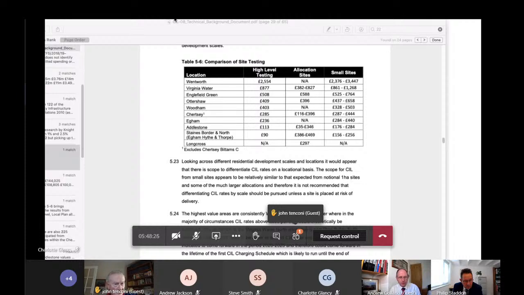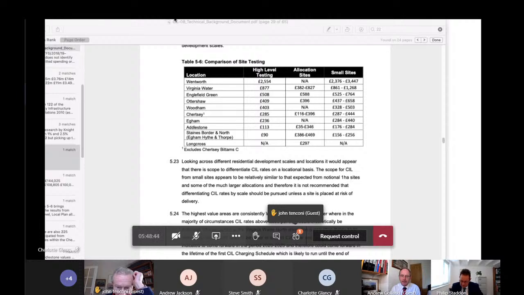I think the answer is, it's difficult. It's always difficult to find the tipping point, because the tipping point is always around this difficult issue that we've been debating, which is to do with what's actually an appropriate land value benchmark.